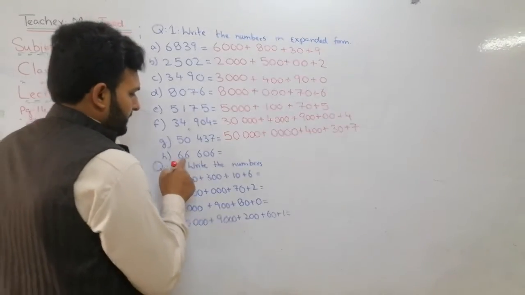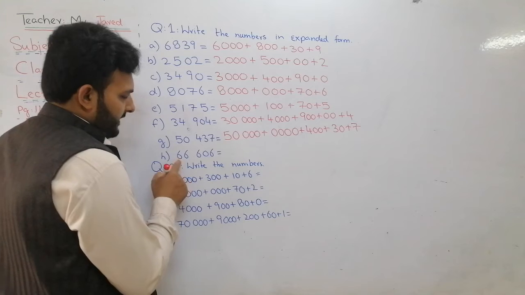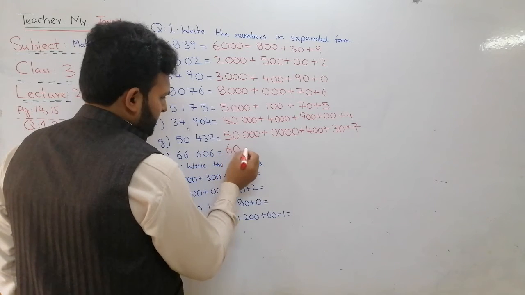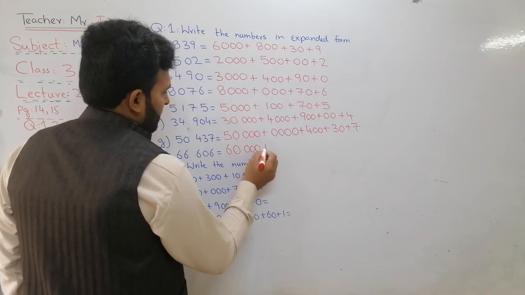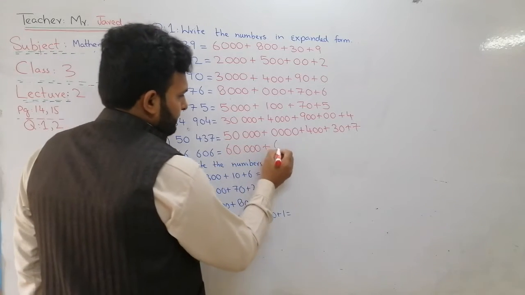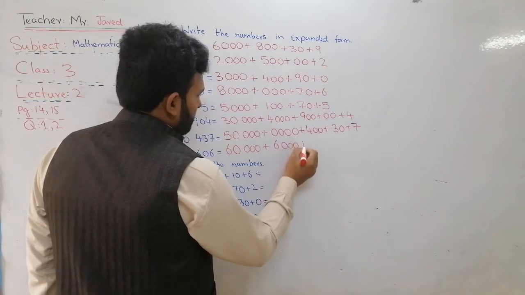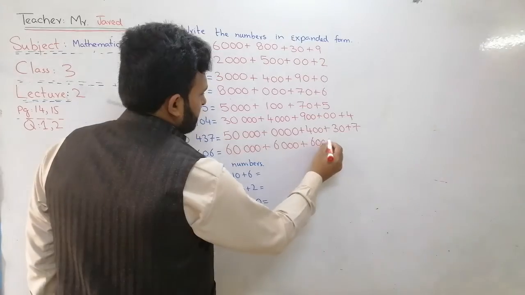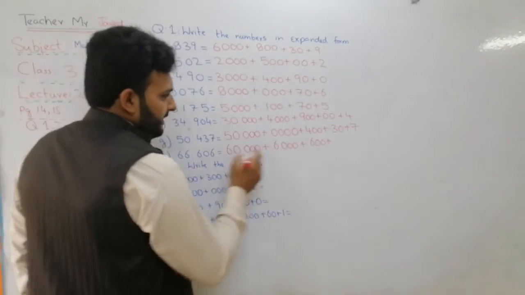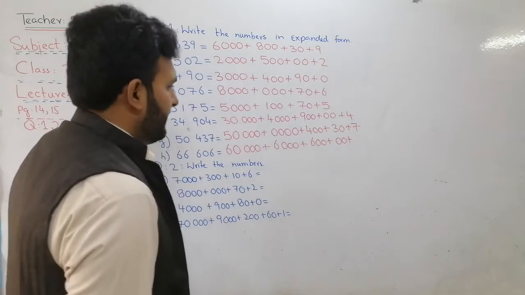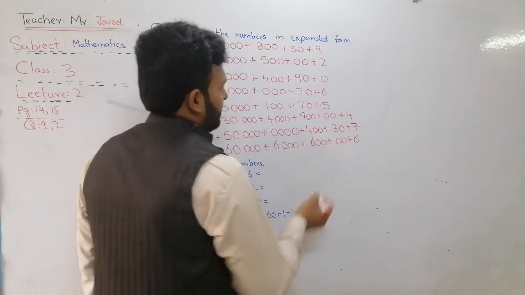Then after that, it will be 60,000. After that it will be 6,000, after that 600, and then the tens place is 0, and then at last it will be 6.